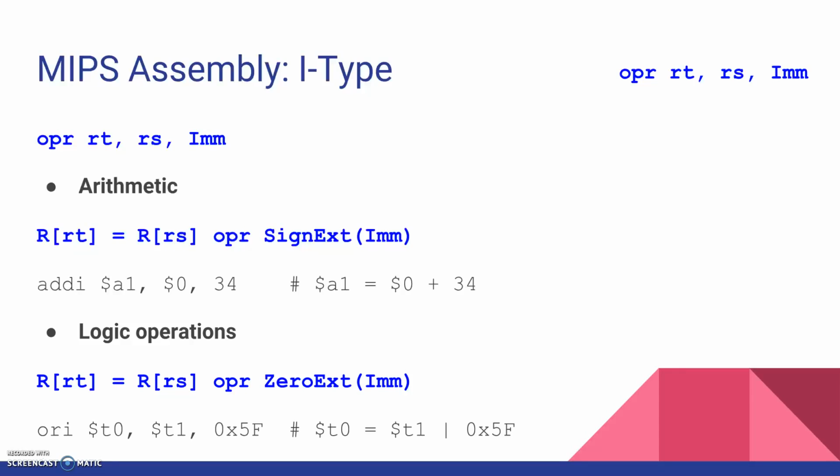You don't really need to know much about that, but just review the MIPS cheat sheet to know which types of operations you can do.